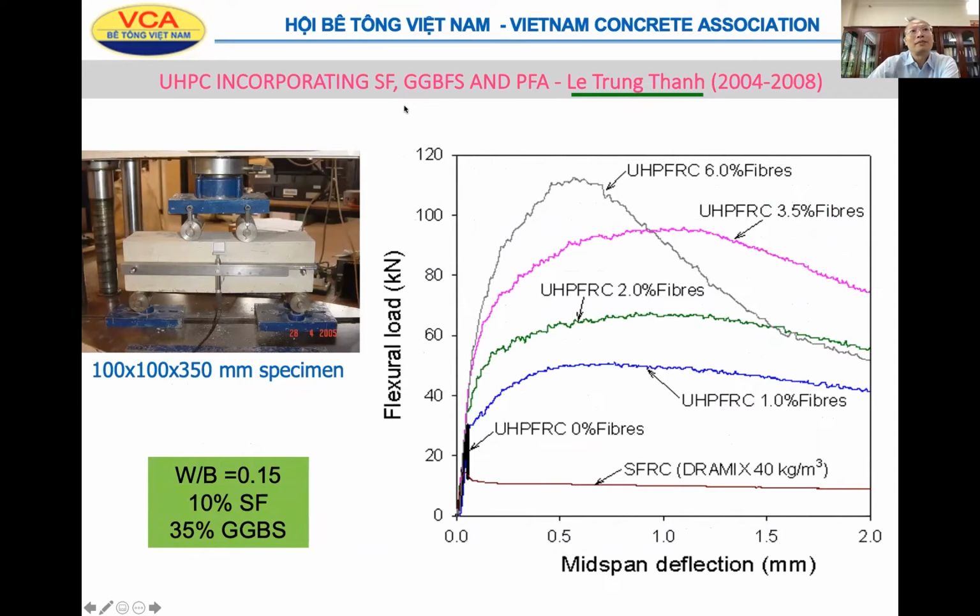Then we did a lot of tests with the fracture energy and flexural toughness. And we found that increasing the fiber content up to 3.5% is good for fracture energy. But we tried another specimen with up to 6% by volume of fiber. It actually did not increase the fracture energy, and actually it reduced after about 1 millimeter mid-span deflection.